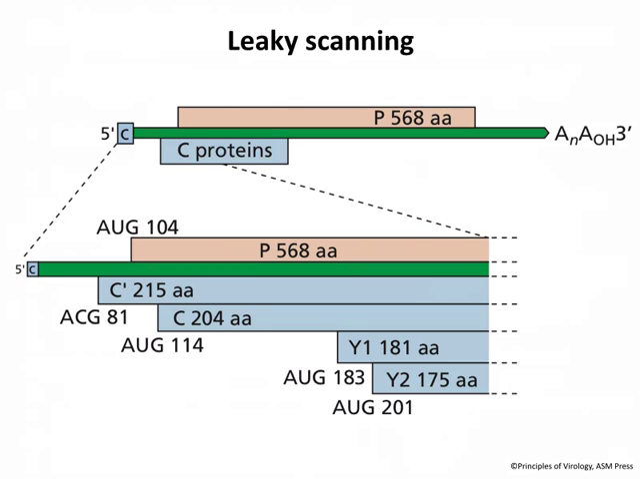Leaky scanning is another way. This is an mRNA from a paramyxovirus. It's a measles or a Sendai virus, mumps virus, if you will. And this virus has a negative-stranded RNA, a single long negative-strand RNA. It makes multiple subgenomic mRNAs from that. And from each mRNA, you can typically make a protein. But this virus has evolved to use leaky scanning to make multiple proteins from one RNA.